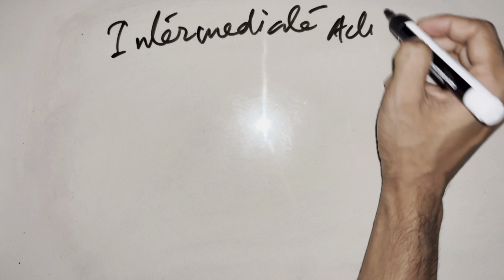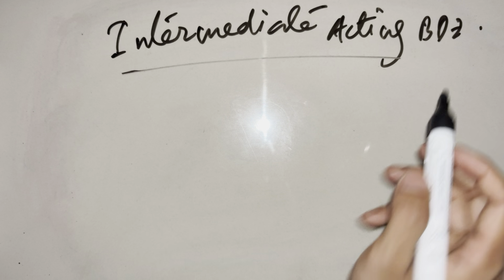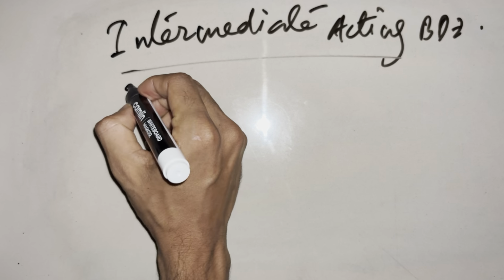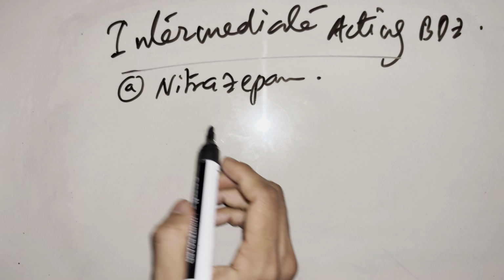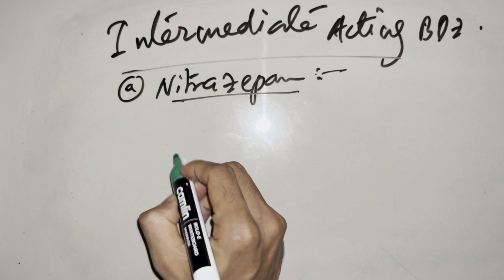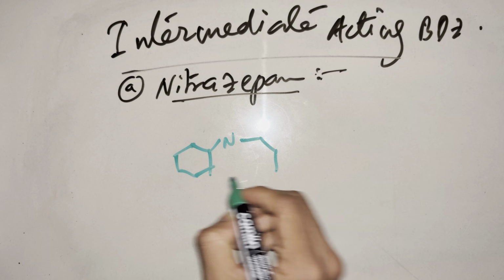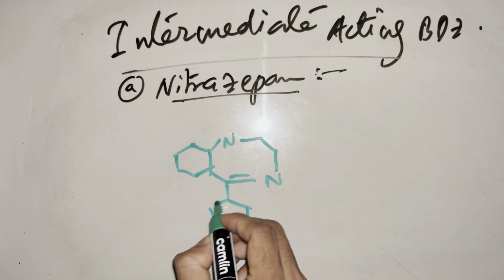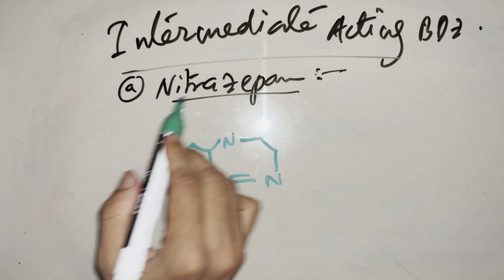Intermediate acting benzodiazepines. Okay. The first one will be nitrazepam. So the structure of nitrazepam. See, in this first we have to draw the scaffold, that is the basic structure. This is the basic structure. Yes or no? This is the basic structure. Now this is nitrazepam.